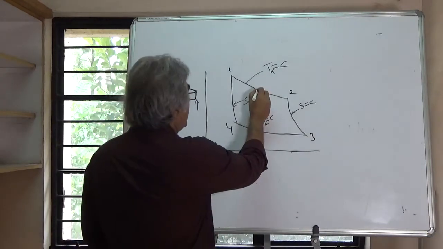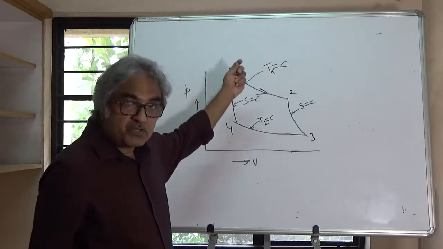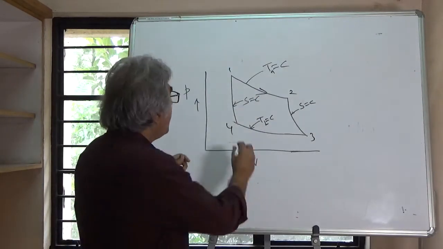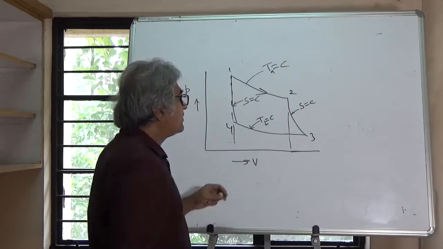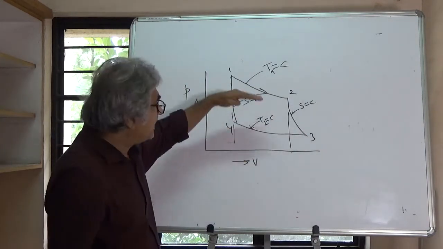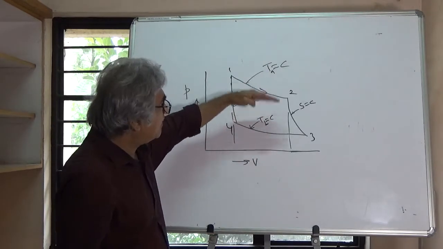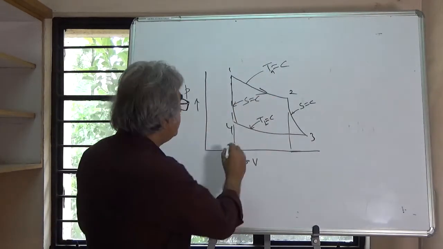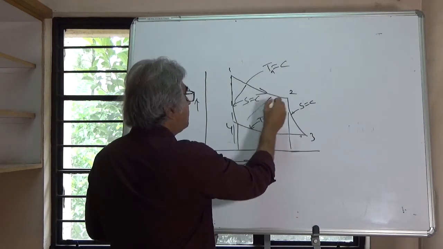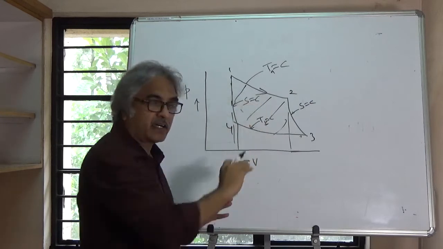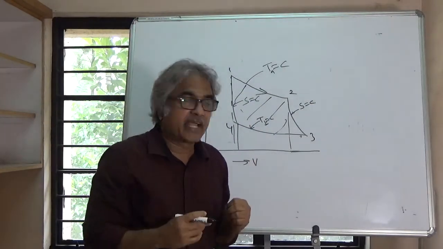1 to 2 is a reversible isothermal process during which heat is added, and if you find the area under 1 to 2, this will be this total area, right? And that will be this area minus this area under 3 to 4, right? That means the entire area which you get will be the net work which you will be getting.